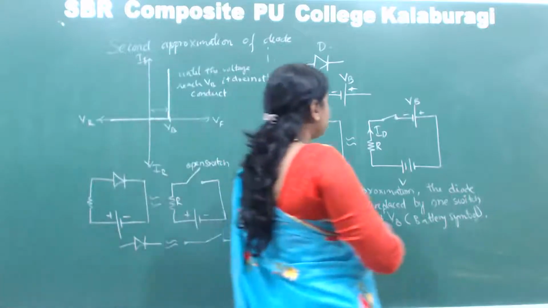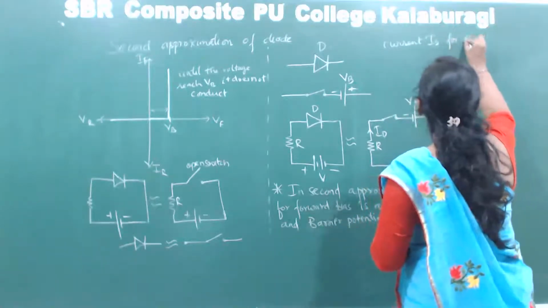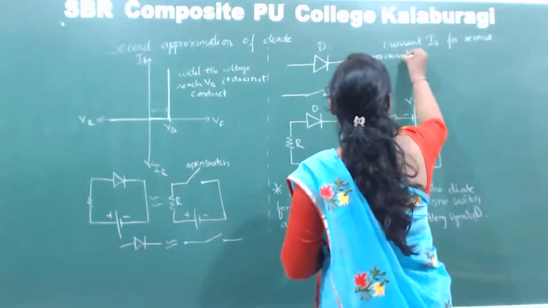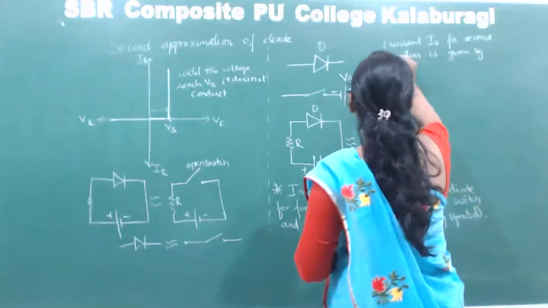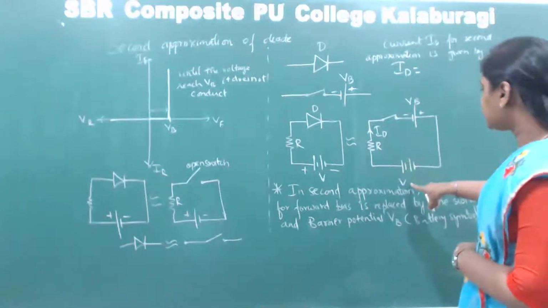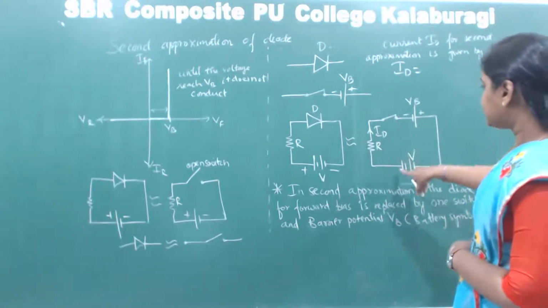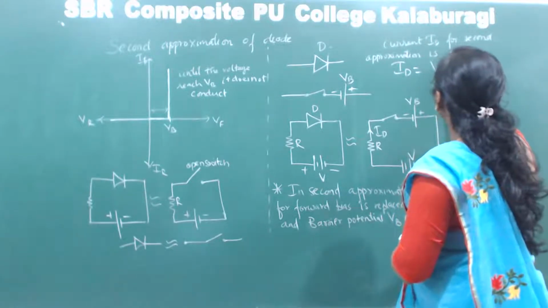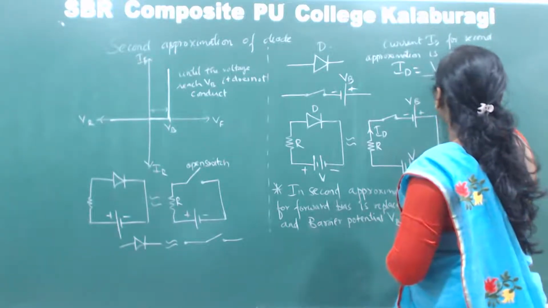And for the second approximation, the current flowing ID is given by, so this is the current, I is equal to the expression, normal Ohm's law says V by R. And what is the voltage? There is one voltage V, and there is also a voltage VB that is opposing the battery V here. Right? So we can write it as V minus VB, V minus VB divided by R.